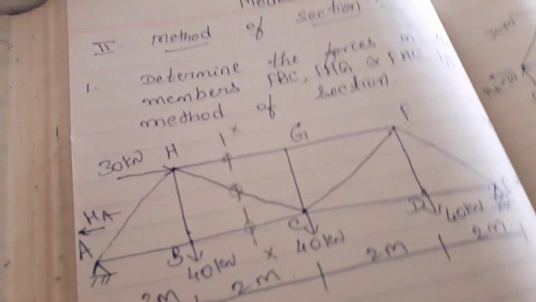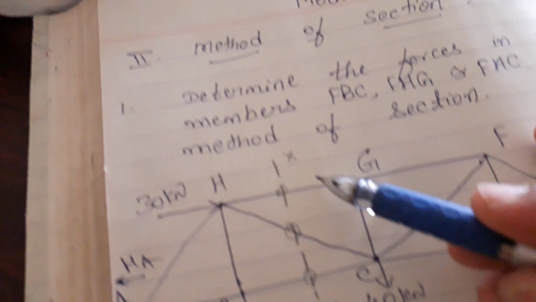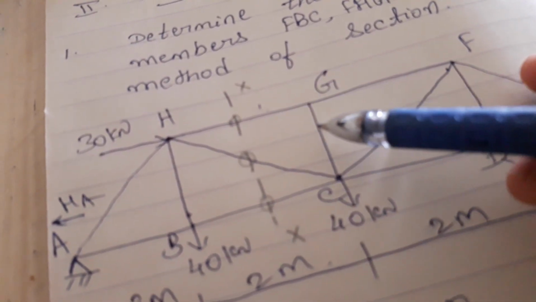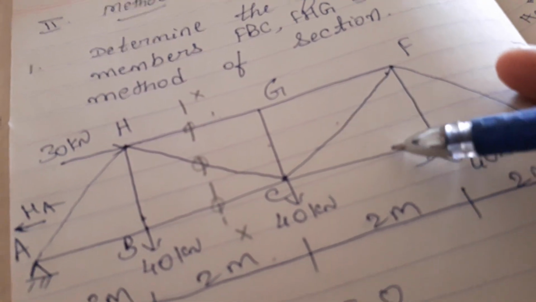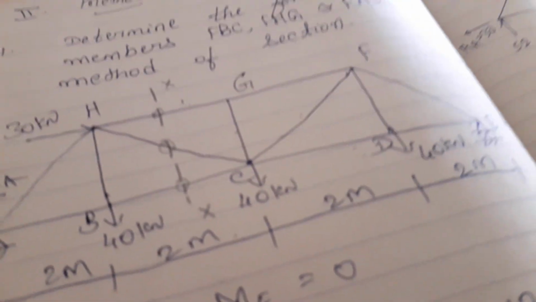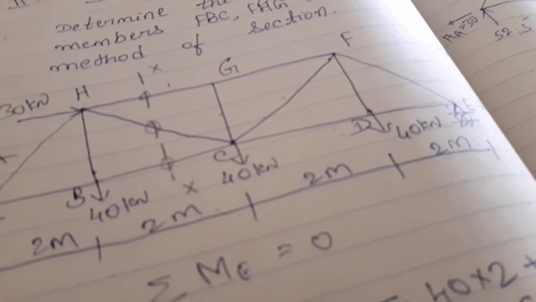For example, if I take a section like this, it passes through HG, GC, GF and CD, right? You cannot take a section like that. Okay, so this is how you have to solve.